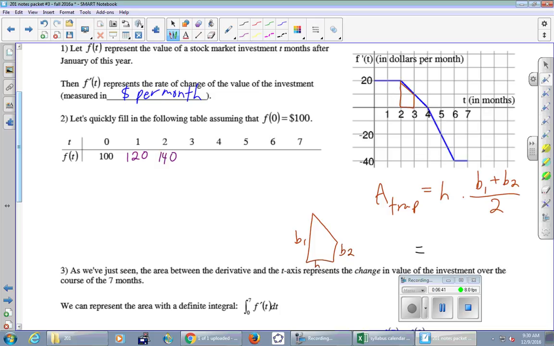What is the height of our trapezoid? 1, that's the 1 month, times, and then we're just averaging two bases. What's the first base? I'll call the left-hand side, it doesn't matter though, 20, plus second base, 10, divided by 2. And it's kind of how we did it, 10 and 20, we just took the number right in between, but this will work all the time. Okay, $15 is how much we gained in that month. We were at 140, what are we at the end of the month? 155.